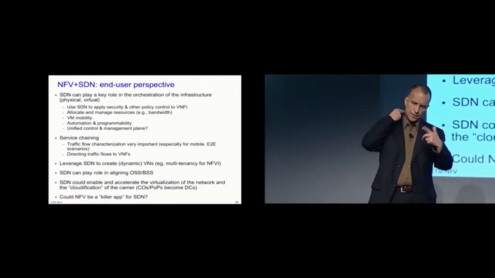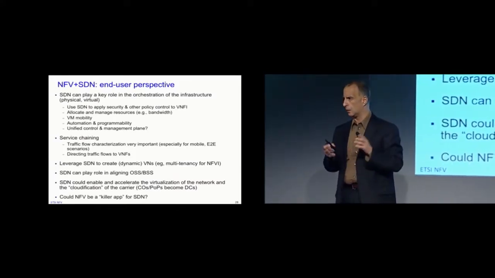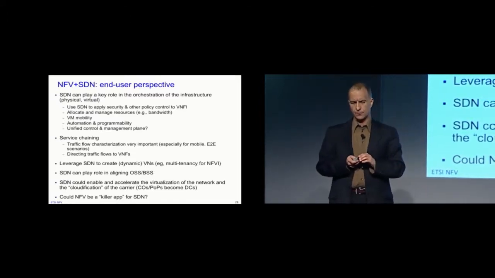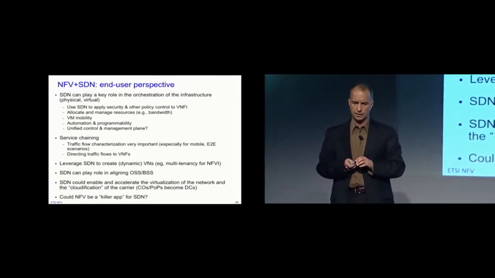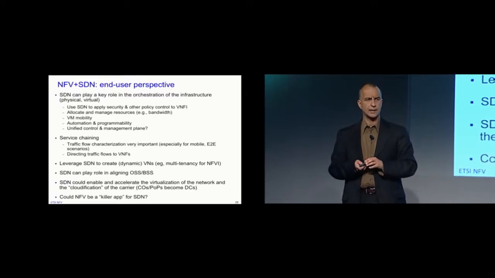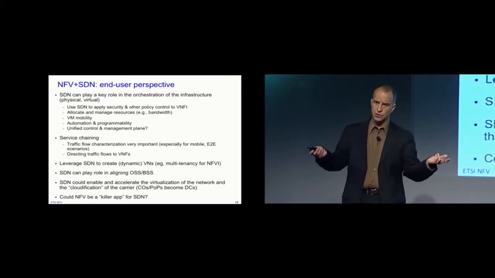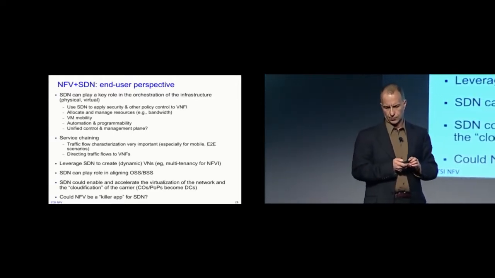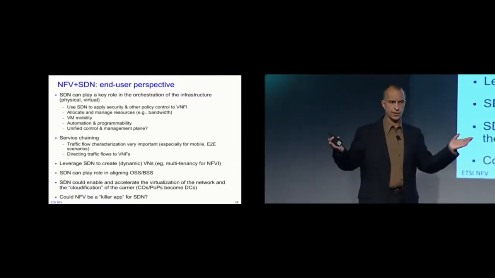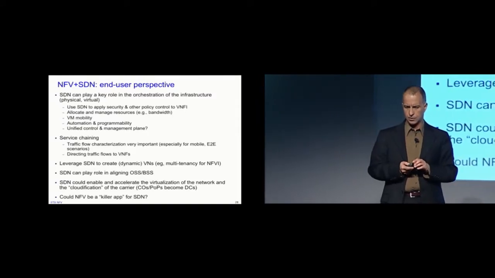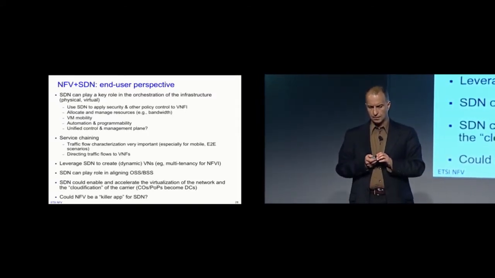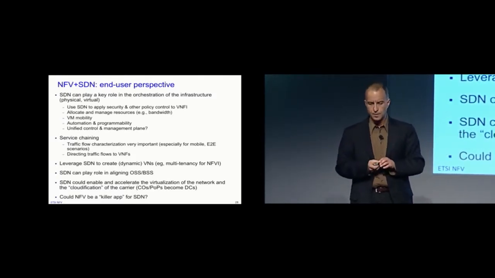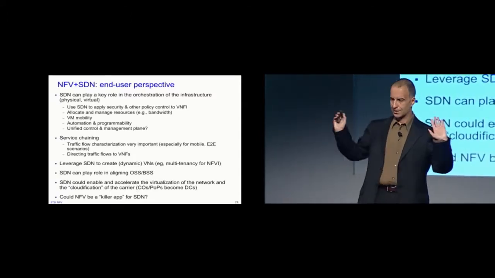And the other thing on the Venn diagram was the SDN. So NFV and SDN, from an end user perspective, we think SDN can play a very key role in the orchestration of the infrastructure. A bunch of things here that we can leverage SDN for, from VM mobility and allocating resources, to automation, to service chaining and how you direct traffic in your virtual infrastructure. We can also leverage SDN to create those virtual networks and for multi-tenancy. So we think SDN can be very key in enabling these things in a network. And perhaps NFV can become, that's my hope, a killer app for SDN. But that's my own perspective.